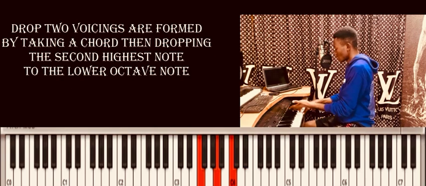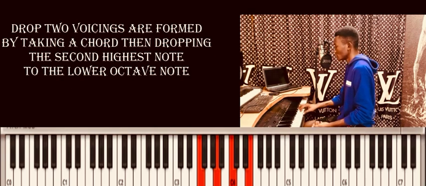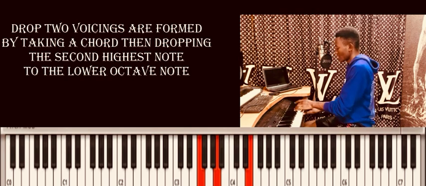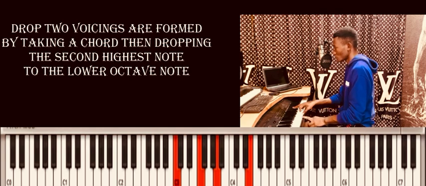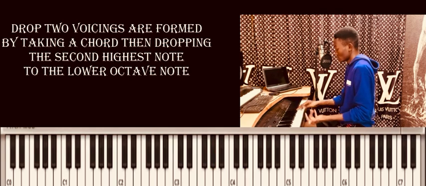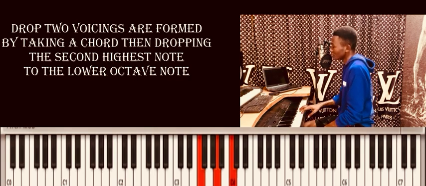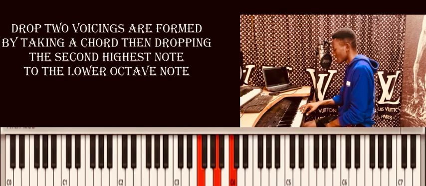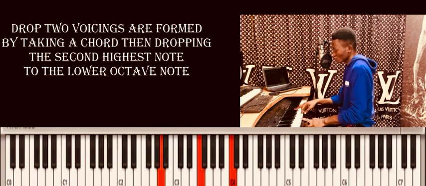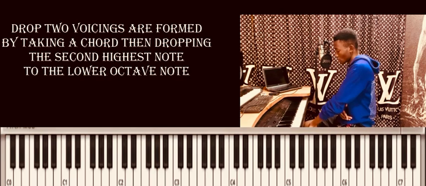So assuming I want to play this in drop 2, this will be the first highest note, the second highest note. I'll drop it and play it at the lower octave. So I'll have something like this. If I have a chord like this, F sharp, this will be the first highest note, second highest note. I'll just drop this and play it at the lower octave. So this is how it will sound. That's the idea about drop 2.